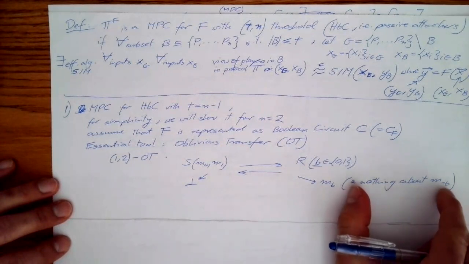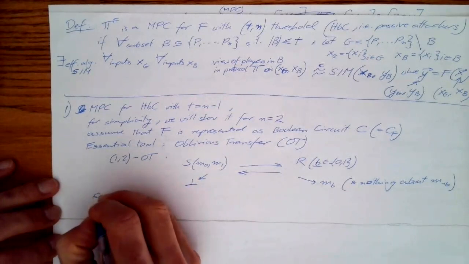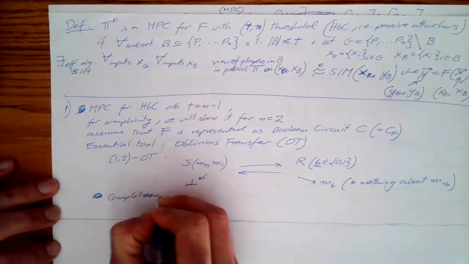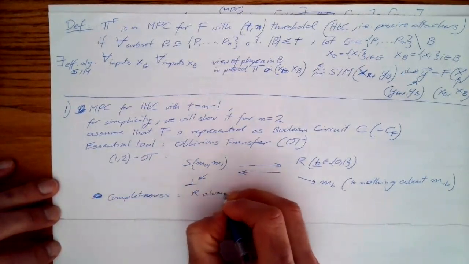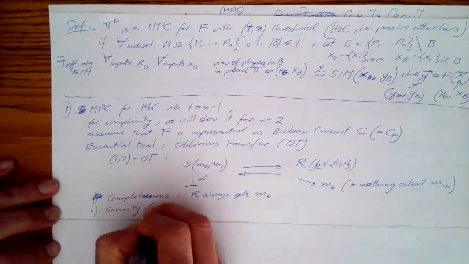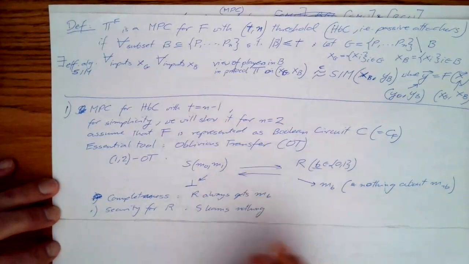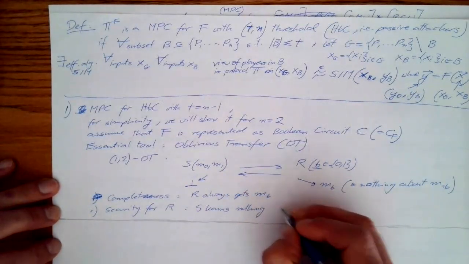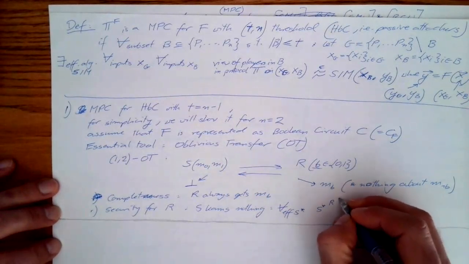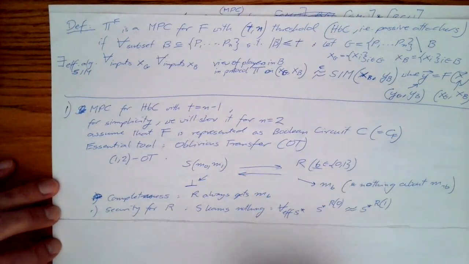The security, that the sender learns nothing, is easy to state. So completeness, right? Completeness is that R always gets MB from the protocol. Security for an honest receiver is that S learns nothing. Well, this is easy enough to state: for every efficient S star, S star's view with the receiver whose input is zero is indistinguishable from S star's view against the receiver whose input is one.